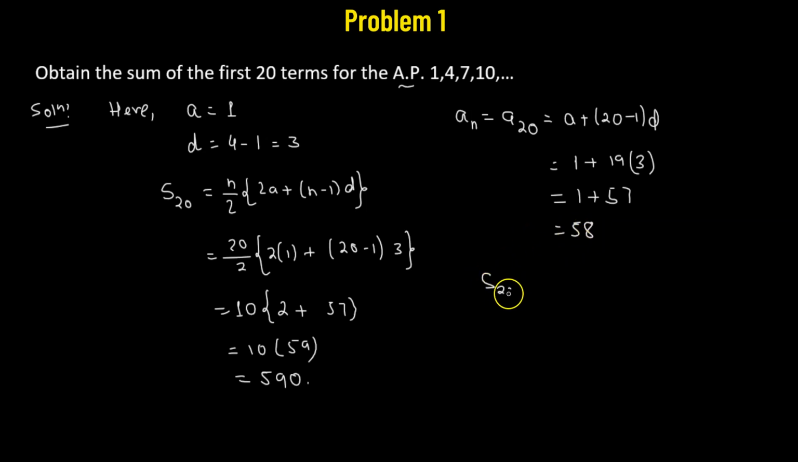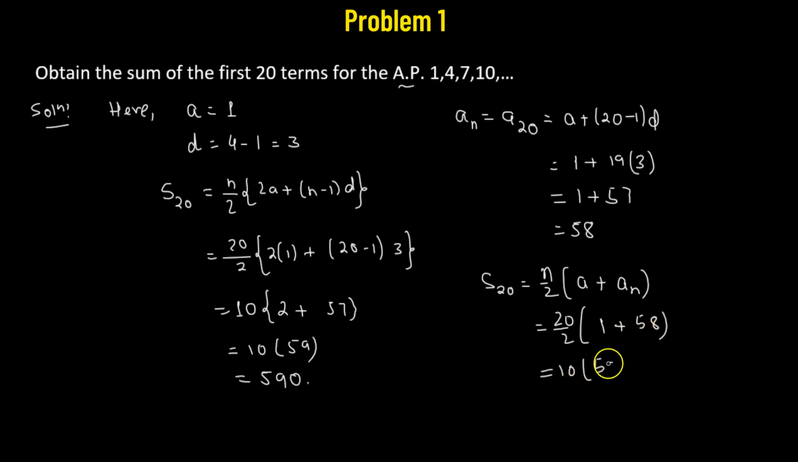So our sum up to the 20th term simply equals n over 2 multiplied by the first term plus the last term. So you have 20 over 2 multiplied by the first term, which is 1, plus the last term, which is 58. So we get 10 multiplied by 58 plus 1, so that's 59. So this is also giving us the same value, which is 590. So we can either use this particular formula or this formula. Either of them is going to give us the same value.